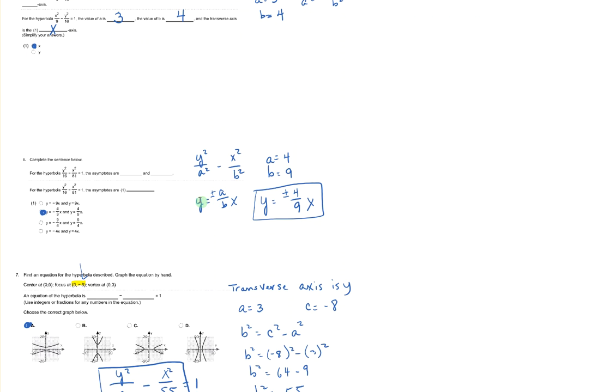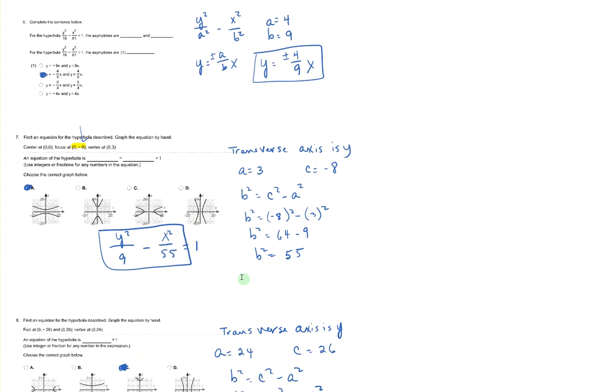For y squared over 16 minus x squared over 81, it wants to know the asymptotes. Well, your a value is 4, right here, square root of this. B value is 9, so it's plus or minus a over b, plus or minus 4 over 9x, and you've got that right there.